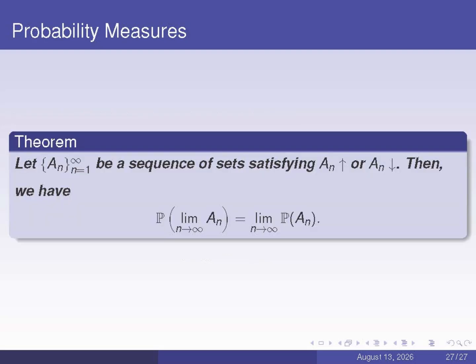This theorem states that when a sequence of events is either increasing or decreasing, the probability of the event at infinity equals the limit of the probabilities of the individual events. On the last line, the left-hand side of the equality represents the probability of the event at infinity, while the right-hand side is the limit of the individual probabilities, that is, the limit of a sequence of real numbers, where the nth real number is the probability of event A sub n.